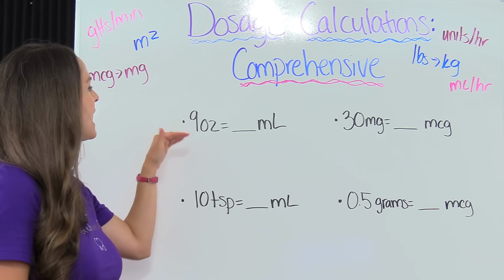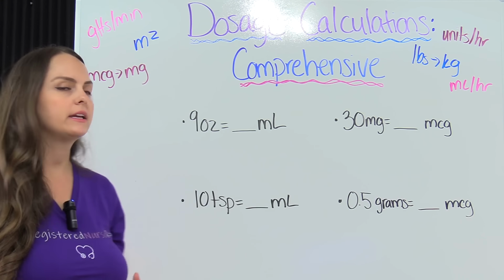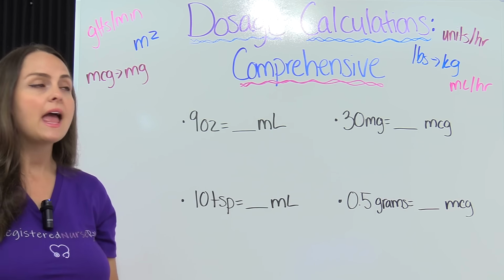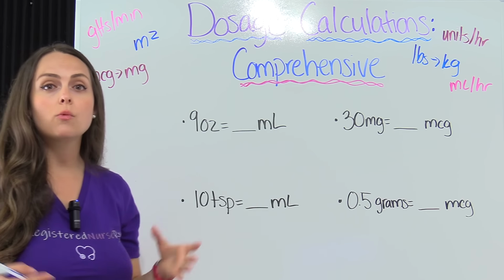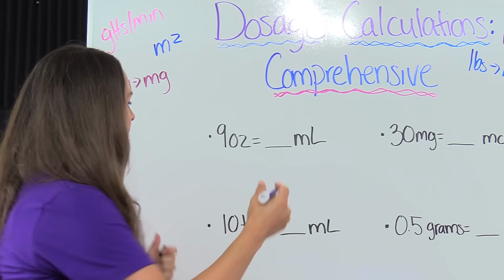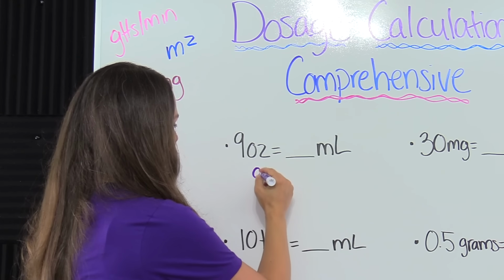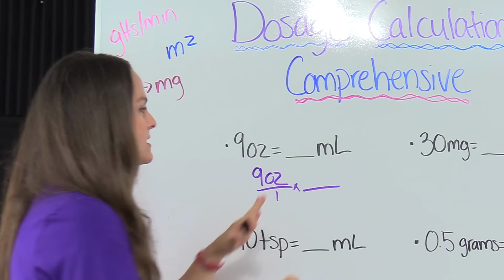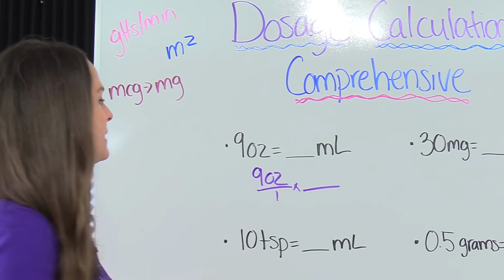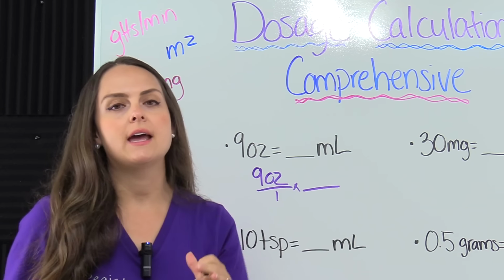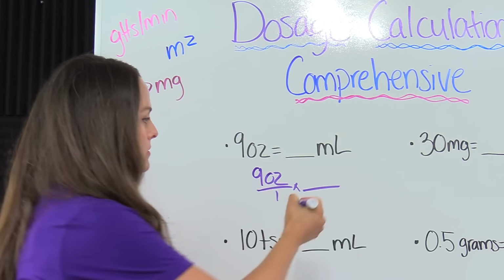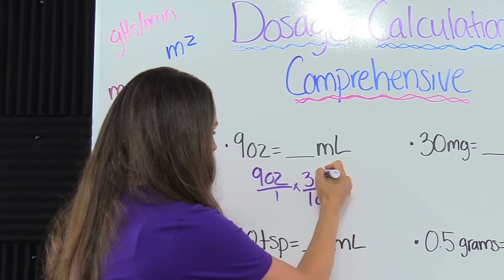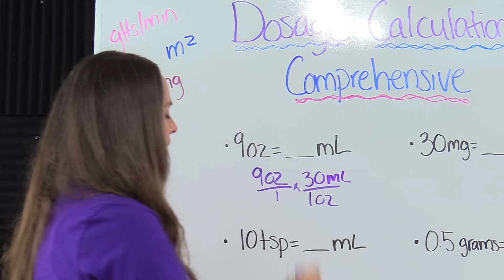It says 9 ounces equals how many milliliters? So we're trying to figure out how many milliliters are in 9 ounces. And I'm going to be using dimensional analysis to work our problems. So we're going to go ahead and set that up. So we know that we have 9 ounces. And we need to figure out how many milliliters. This is our destination. This is where we're getting. So we're going to pull from the metric table. We know that in 1 ounce, there is 30 milliliters. So we're there. We've arrived to our destination.